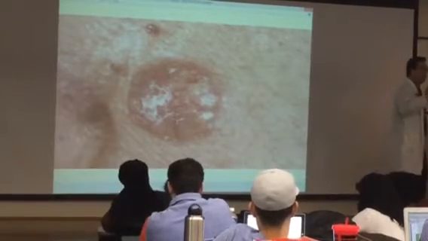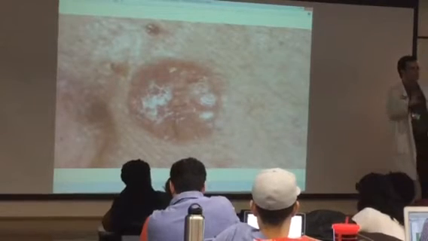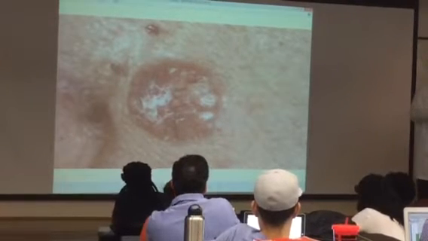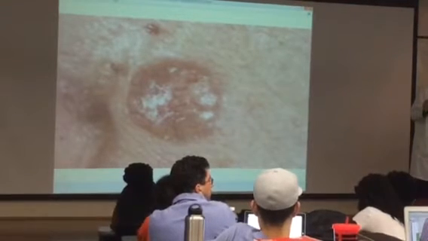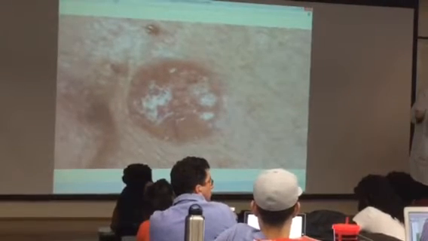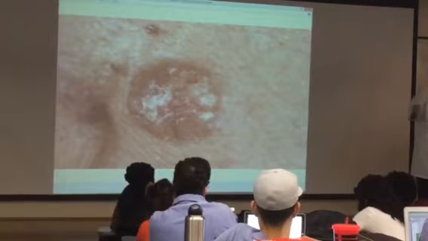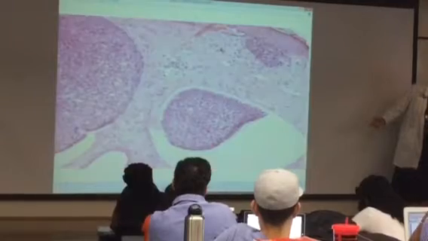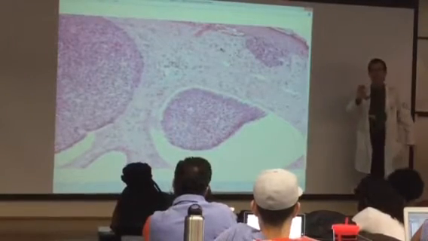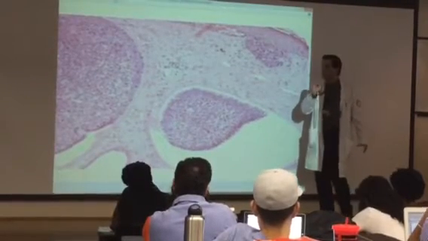Now, I want to actually mention, it's not always going to be a pearly papule. Sometimes basal cell carcinoma, especially superficially spreading basal cell carcinoma, can look like eczema, can be pigmented. We're going to look at some of those pictures. So this is a basal cell carcinoma. Two things about the histology of basal cell carcinoma I want you to remember.